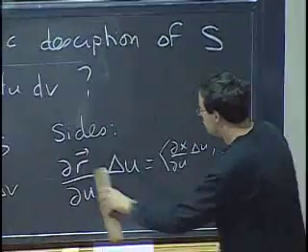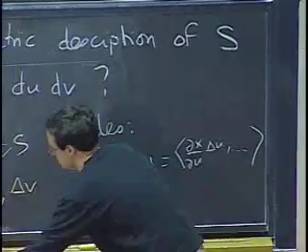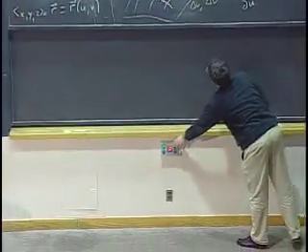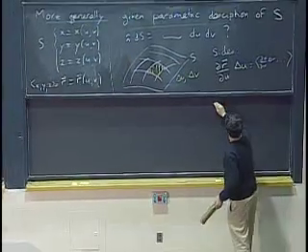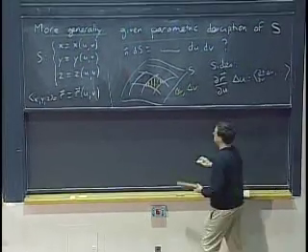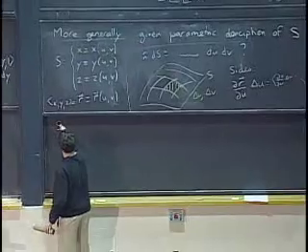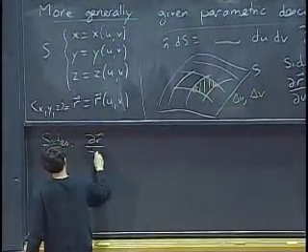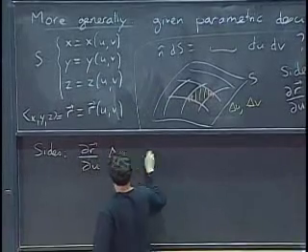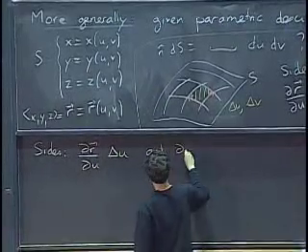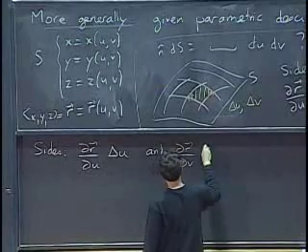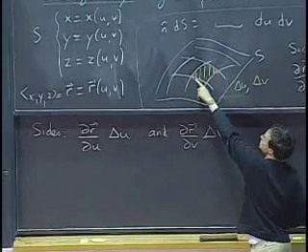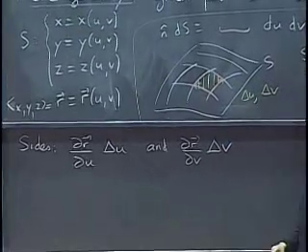Okay. Now, if I look at the other side, sorry, let me start again. I'm running out of space. One side is partial r, partial u times delta u. And the other one would be partial r, partial v times delta v. Because that's how the position of your point changes if you just change u or v and not the other one.